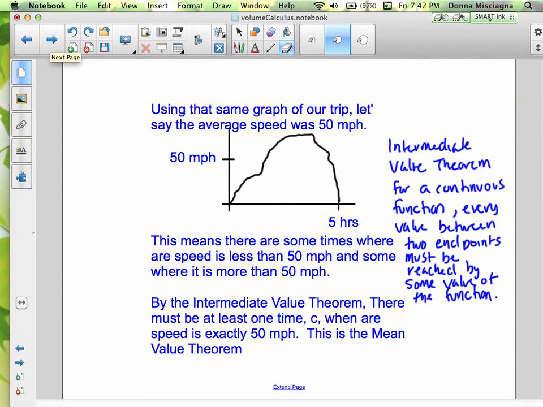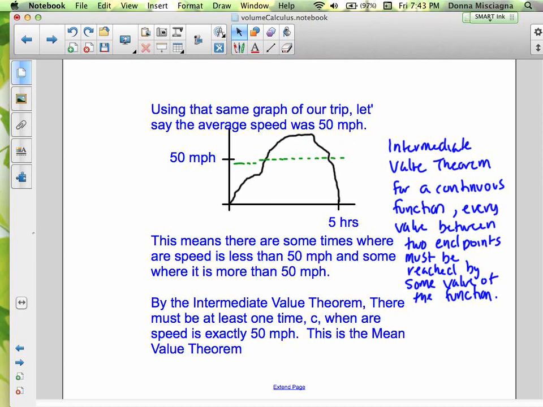All right, so I'm using the same graph of our trip. Let's say the average speed was 50 miles an hour. So this is your average. Notice, sometimes we're below the average, sometimes we're above the average. Wouldn't it be nice if you were going that speed, and the officer pulls you over, you could say, I was only at my average rate of speed at a moment, that was right at the speed limit? Yeah, that doesn't work though. They don't care about your average.